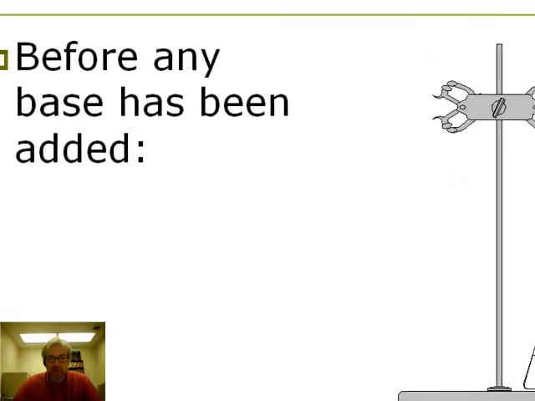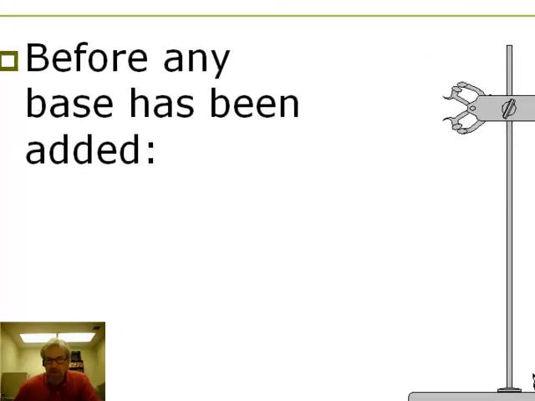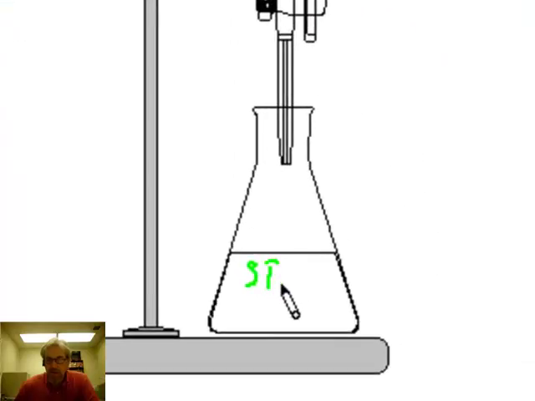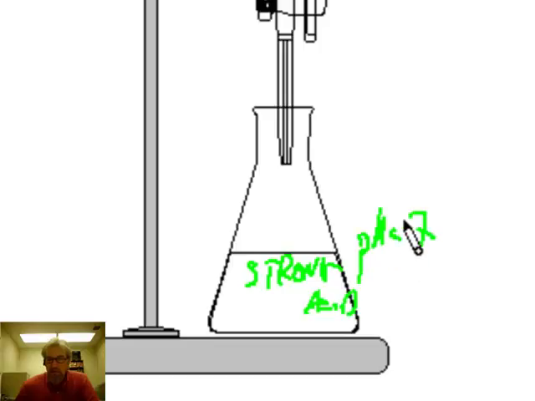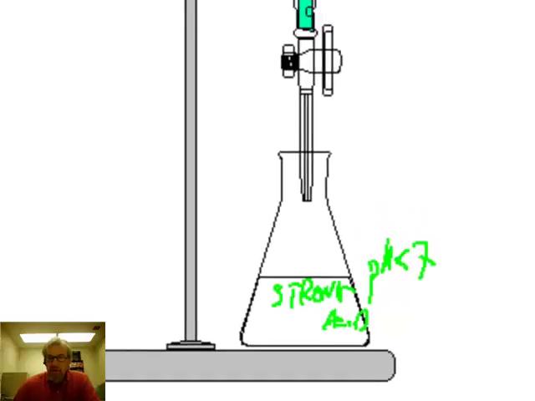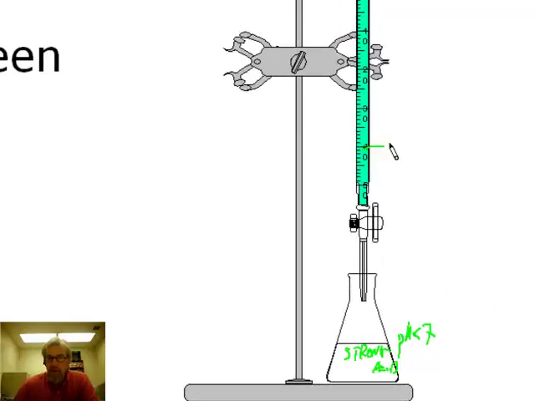solutions in the flask. Before any base has been added, what you have in your flask is a strong acid. And like all acids, the pH will be less than 7. In fact, it will be quite a bit less than 7 for a strong acid, unless it's very dilute. In the burette, we have hydroxide ion, so the pH up here would be greater than 7, but we're mostly interested in tracking what's happening with the flask here.